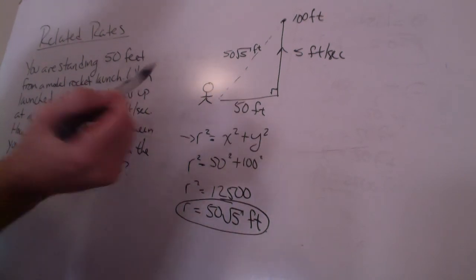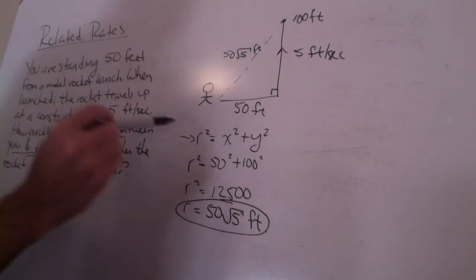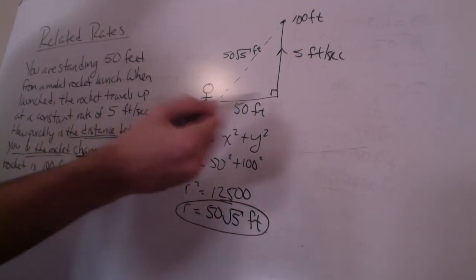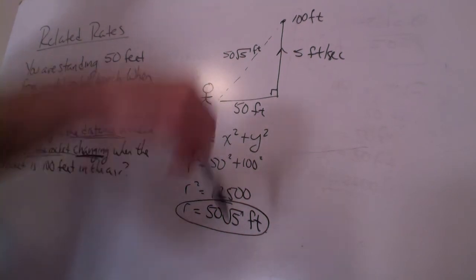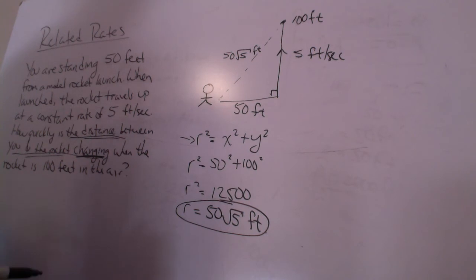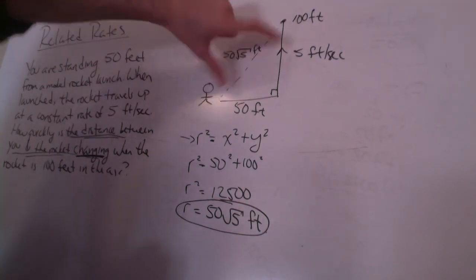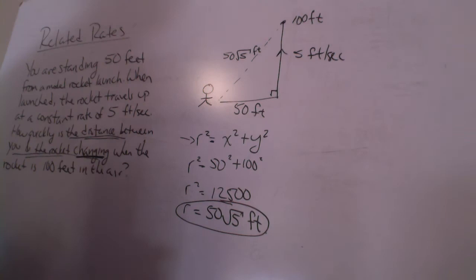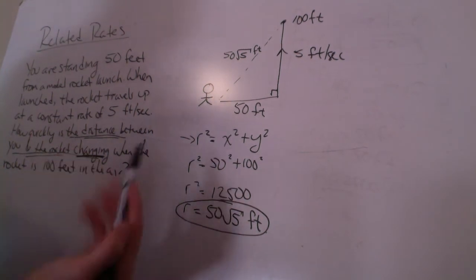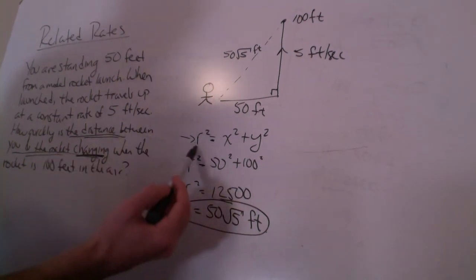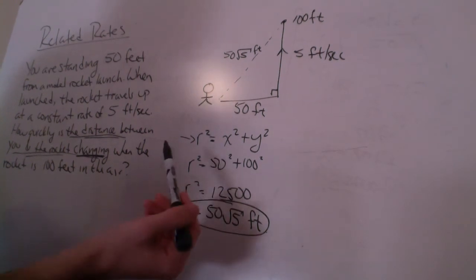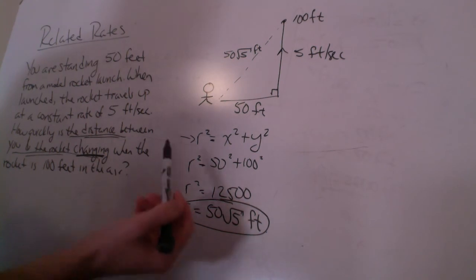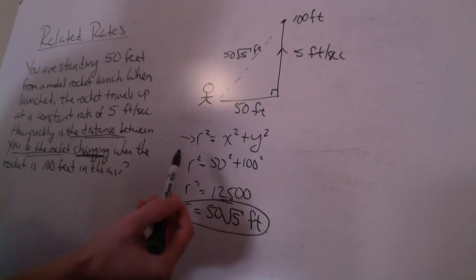Now, it's important to realize that R is not just changing with respect to x, and it's not just changing with respect to y, it's actually changing with respect to time. So depending on how long the rocket's been in the air, this distance will change much more quickly at first, and then will kind of slow down in how quickly it's changing. So when I take the derivative here, R, x, and y are all functions of time, because they're all changing somehow. So to take the derivative, I'll have to use the chain rule here.